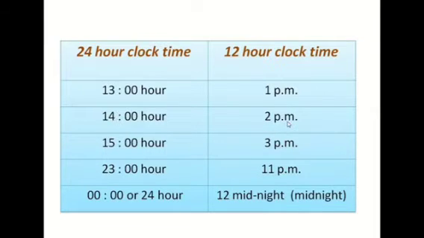So 2 PM. Next 15.00 hour. So 15 minus 12 means 3. So 3 PM. 23.00 hour. As 23 is also more than 12, 23 minus 12 gives you 11. So 11 PM. 00 or 24 hour. From 24 if you subtract 12 you will get 12. So it is 12 midnight.